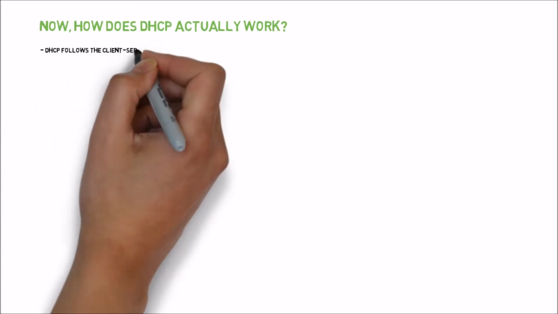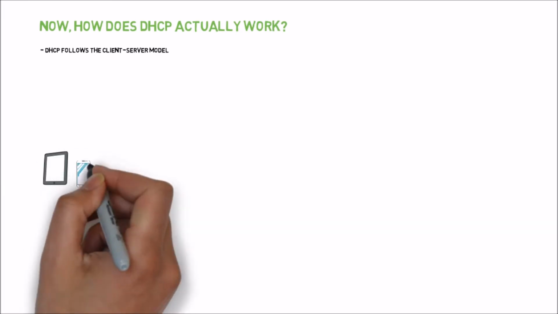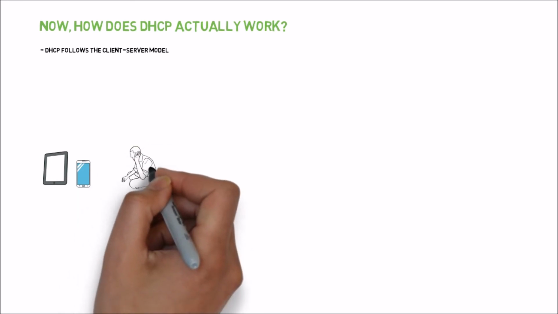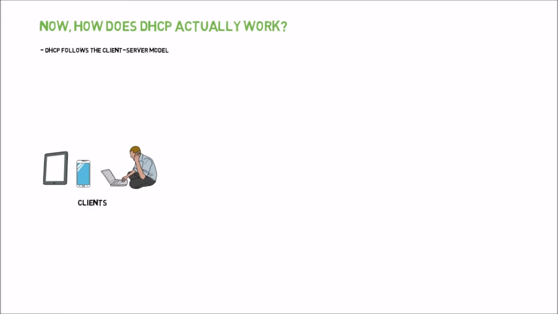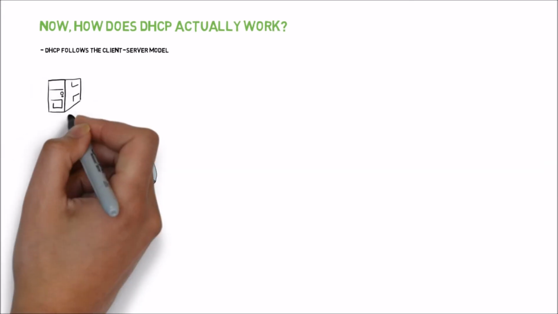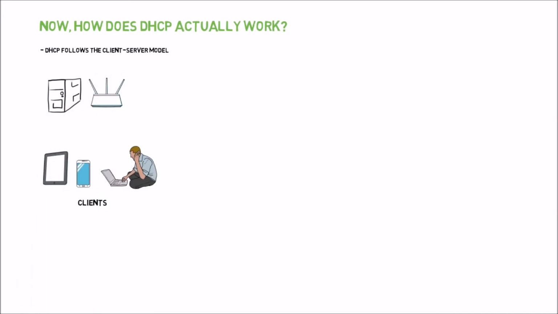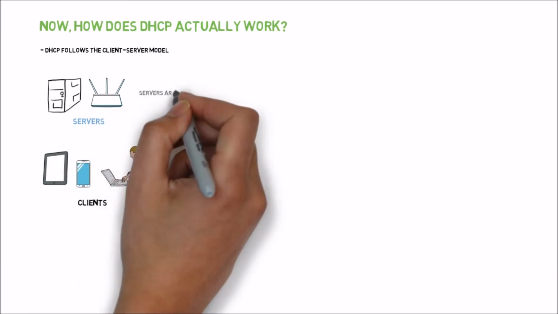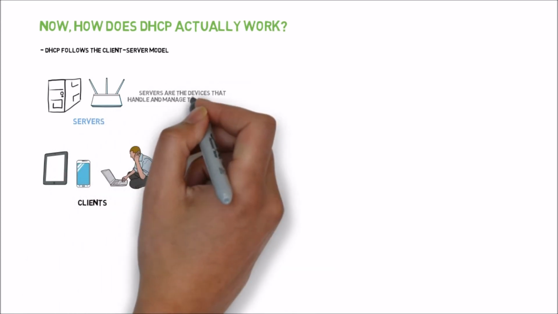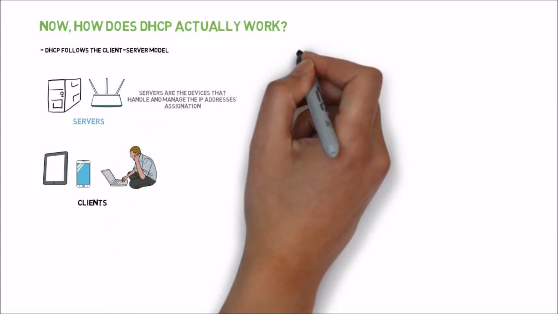DHCP follows the client-server model, which we mentioned before. This means we need the clients, which are any network-capable device like laptops, desktops, cell phones, or any other device. These are going to be known as the clients. We are also going to have the servers, which can be a dedicated server only for this purpose, or our home wireless router. Servers are the devices that handle and manage the IP address assignment to every single device in the network.